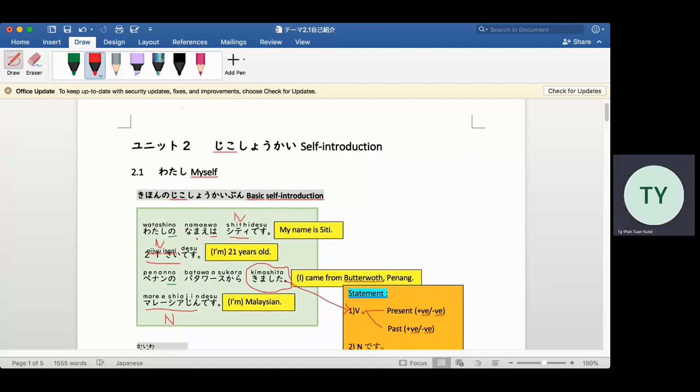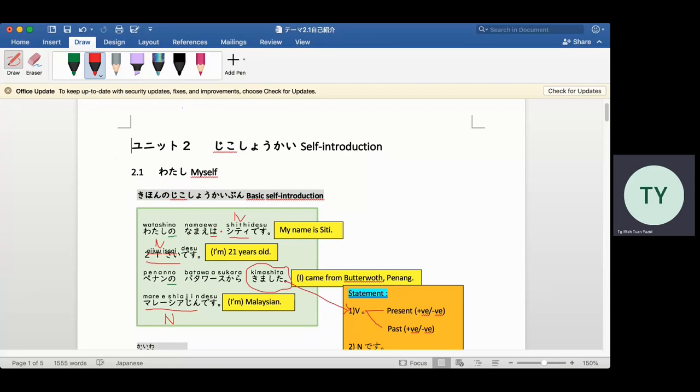So, watashi no namae wa Siti desu. My name is Siti. 21歳です. I'm 21 years old. Penang no Batawasu kara kimashita. I came from Batawas, Penang, Malaysia, Chinese and Malaysians. Okay, look at the translation.